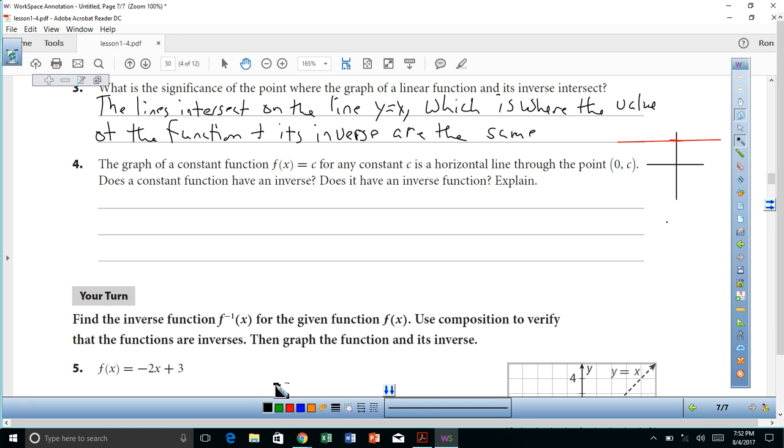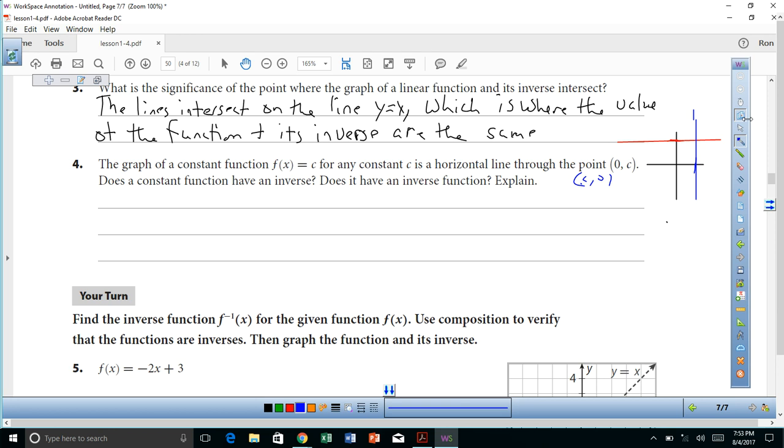Does the constant function have an inverse? Well, sure, because you have (0, c). The inverse would be (c, 0). So that would be any point here on the x-axis, and we'll say that's right there. Or it could be on the left side or either way. And so that goes down like that. There it is. Does it have an inverse?